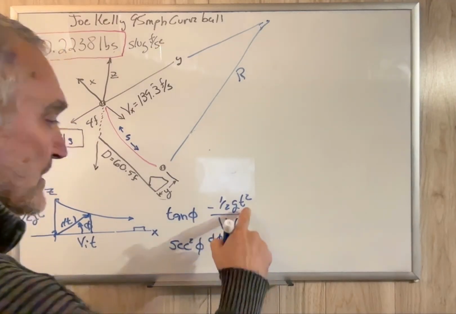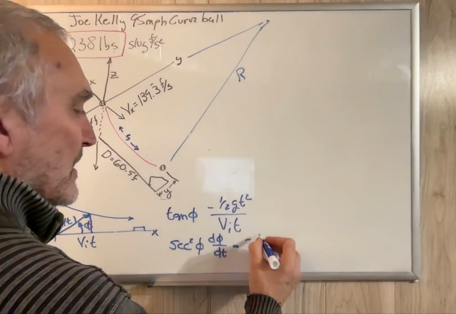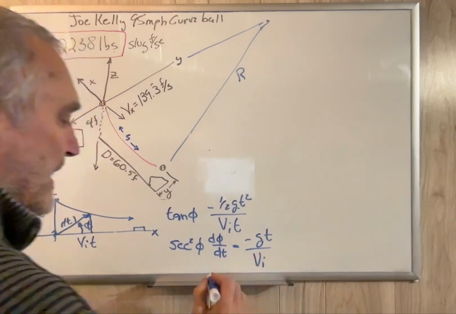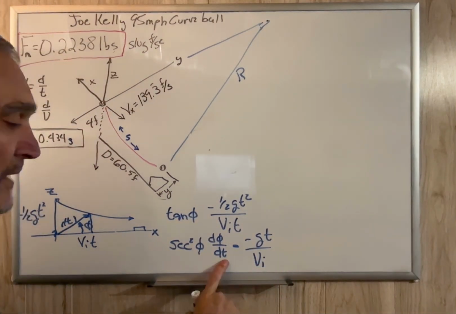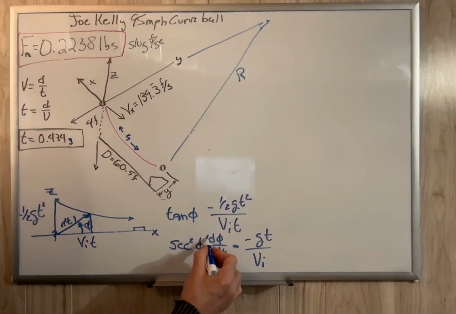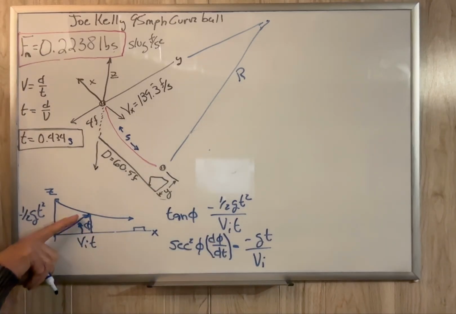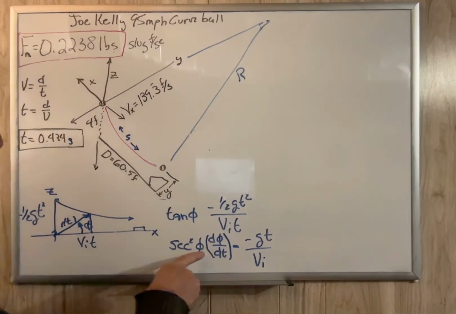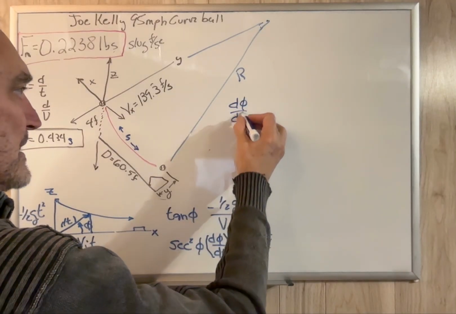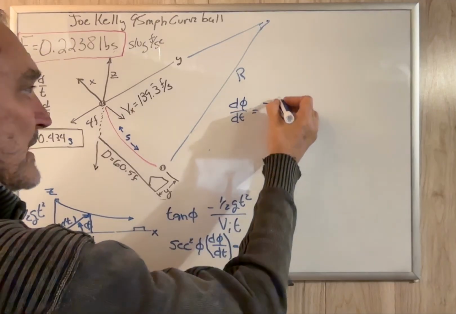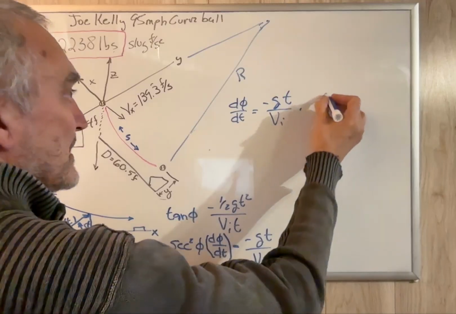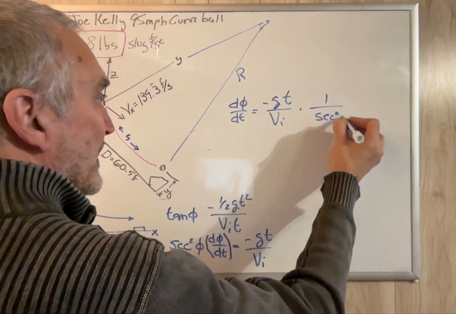And that's going to be equal to, well, the time derivative of this thing is going to be negative gt. And then the time derivative of this thing is just going to be velocity initial. Hey, what did we find right here? Well, we found how much this thing is changing in time. This is what we were looking for. All right, so let's solve it. Let's see what we can get. So d phi dt is going to be equal to negative gt divided by velocity initial times 1 over secant squared phi.